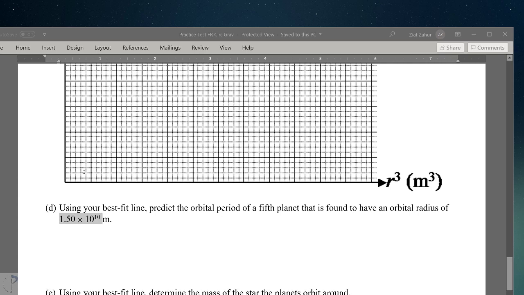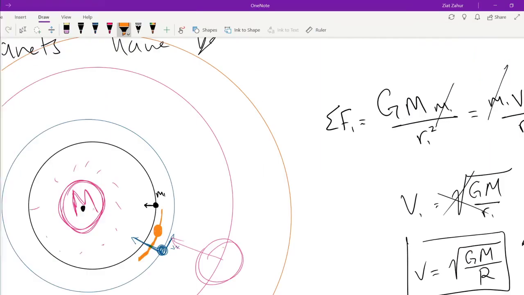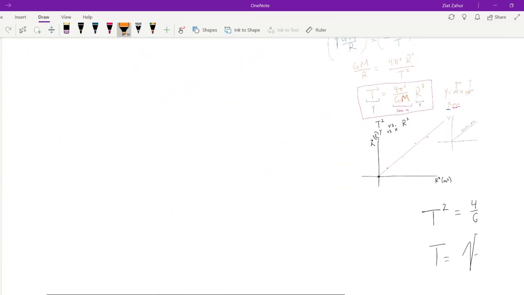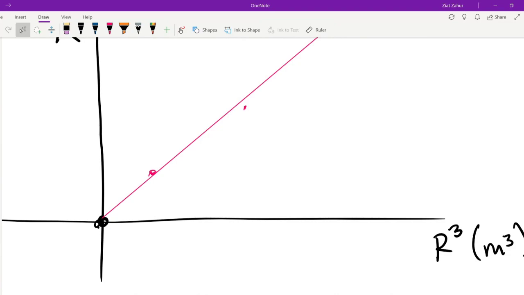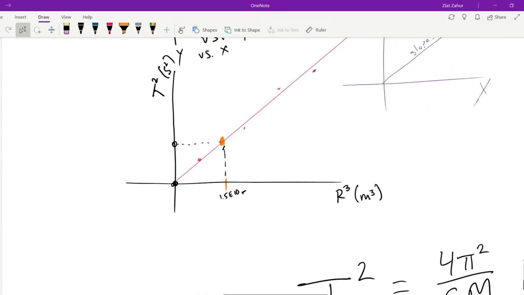Alright, so that means if it's in between planet 1 and 2, if I go to my graph, after plotting the data, planet X should be somewhere in between. So I take a look at my best fit line, somewhere at 1.5 e 10 meters. The t squared value will be here. And then once you find the t squared value, you have to take the square root of this to find the actual t.